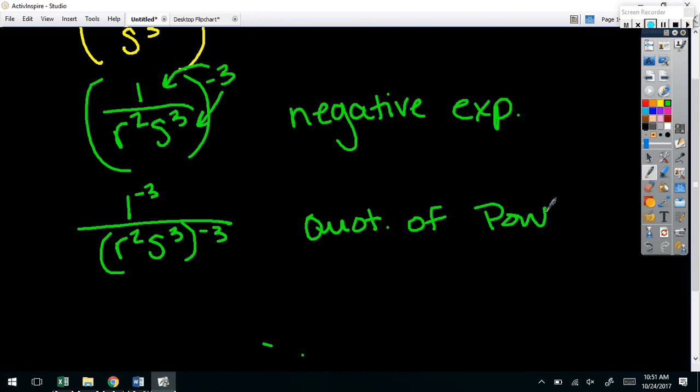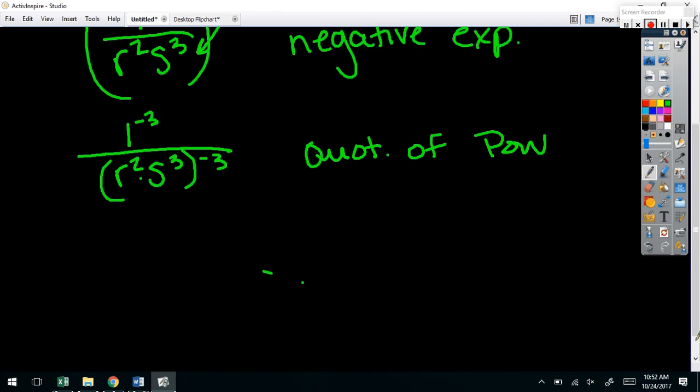Product of a power, which means because I'm multiplying here, I can distribute again. Now 1 to the negative third is just what? 1. 1 times anything, any number of times, is still going to be 1. All right, so I'm going to distribute this through. So it's going to be r^-6, and then s^-9.